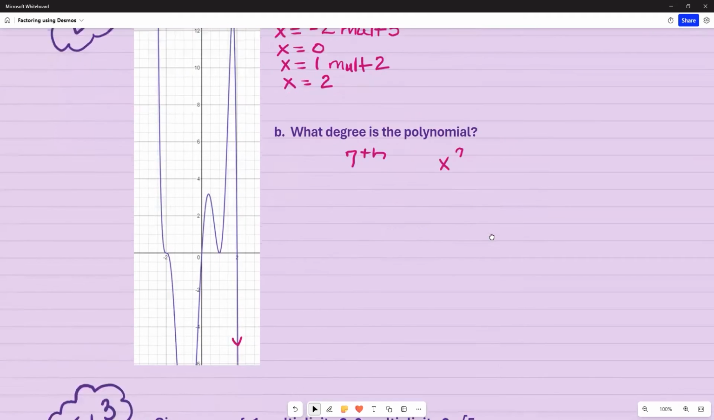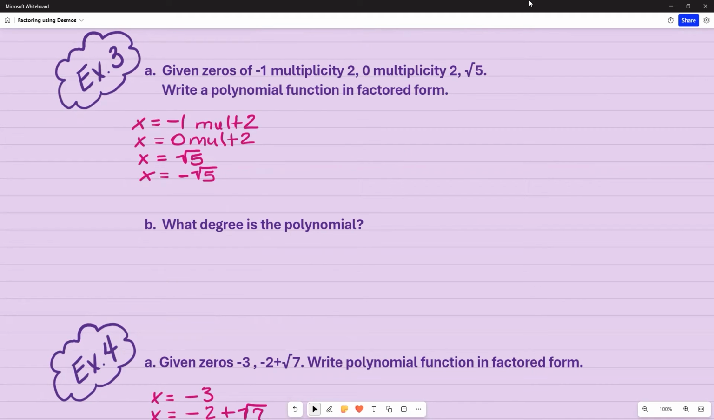It's an odd graph. For example 3, we are given zeros of -1, multiplicity 2, 0 multiplicity 2, root 5, and we're asked to write a polynomial function in factored form. So I went ahead and wrote my x's out. X is -1 with the multiplicity of 2. X is 0 with the multiplicity of 2.